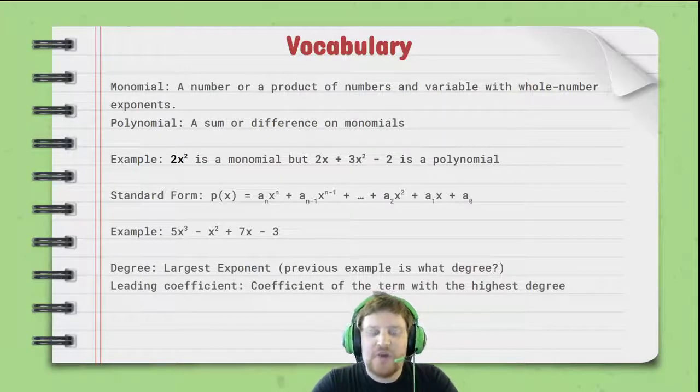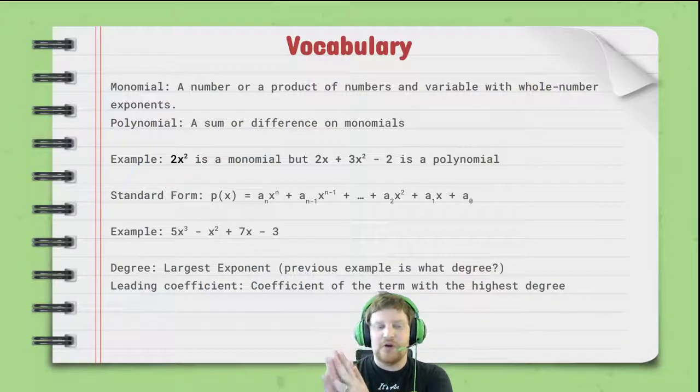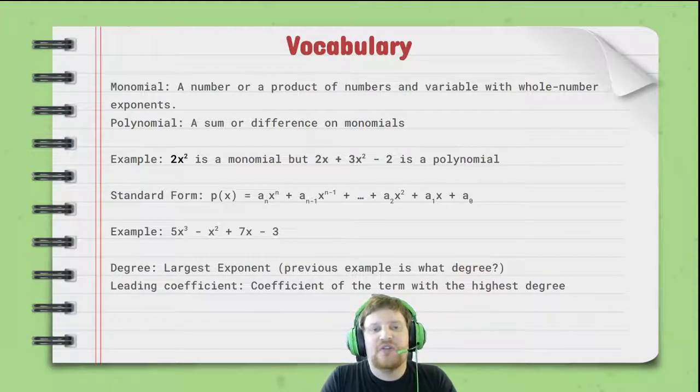The last terminology that we need is leading coefficient. Luckily, it's just the number out front. It's the coefficient of the term with the highest degree. So if you write everything in standard form, then the leftmost number is your leading coefficient. Again, in the previous example, that would be the 5 that's being multiplied by the x cubed. So 5 is our leading coefficient in that example.